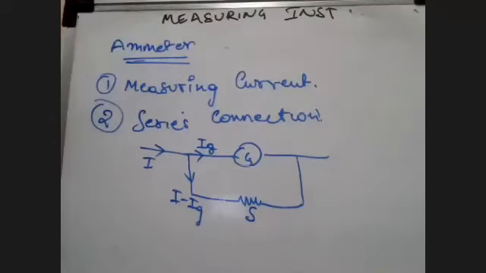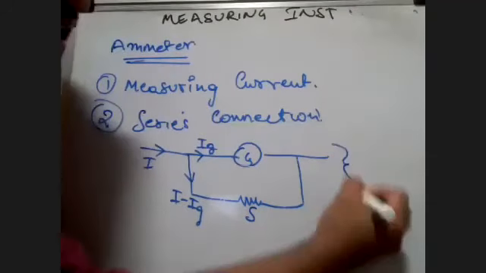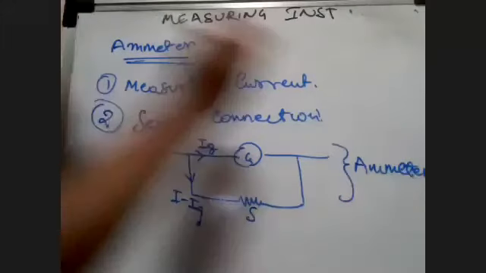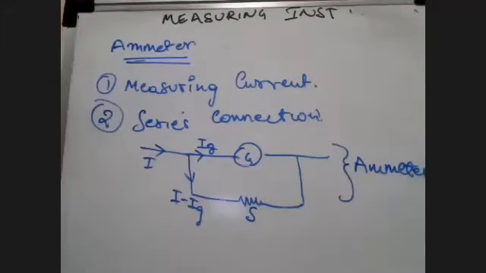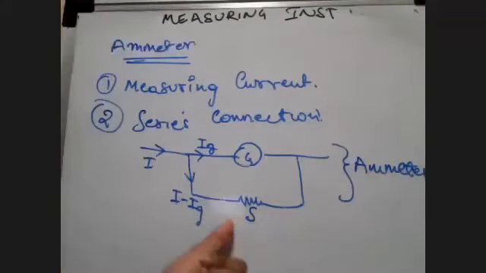Is that clear? So basically this entire combination, what is this? This entire combination is called an ammeter. Current passing through the shunt resistor is what? I minus Ig. Current passing through the galvanometer will be Ig. The resistor put across the galvanometer is called a shunt resistor.